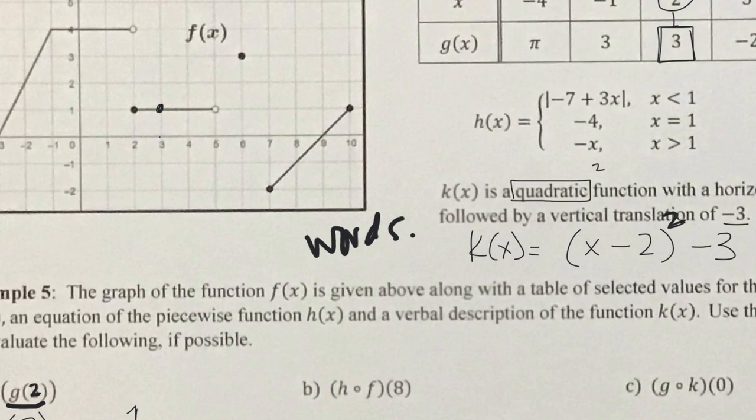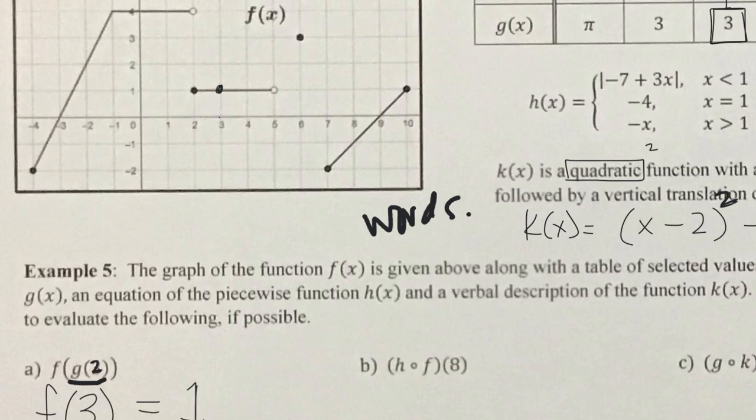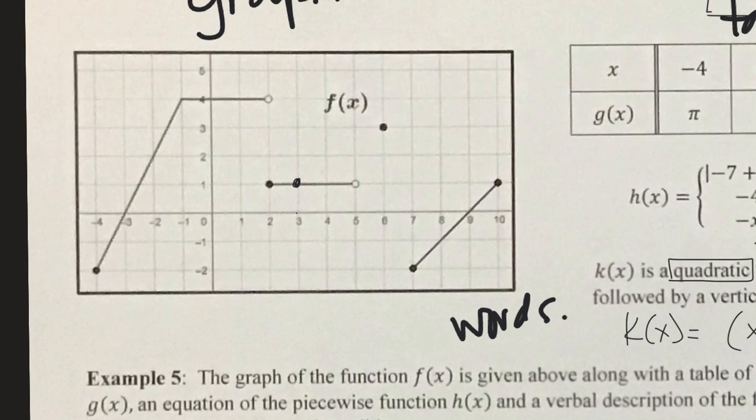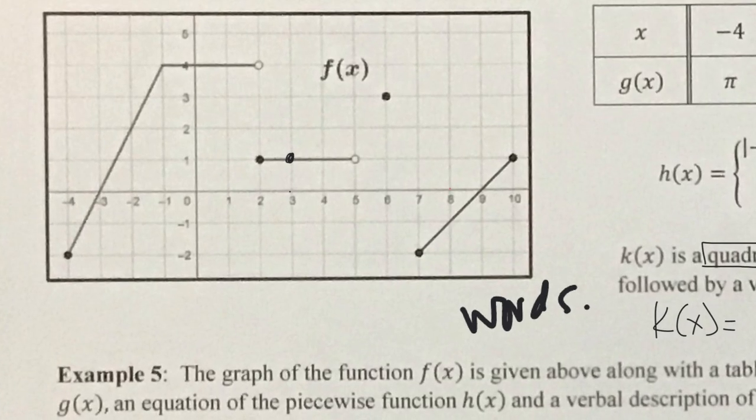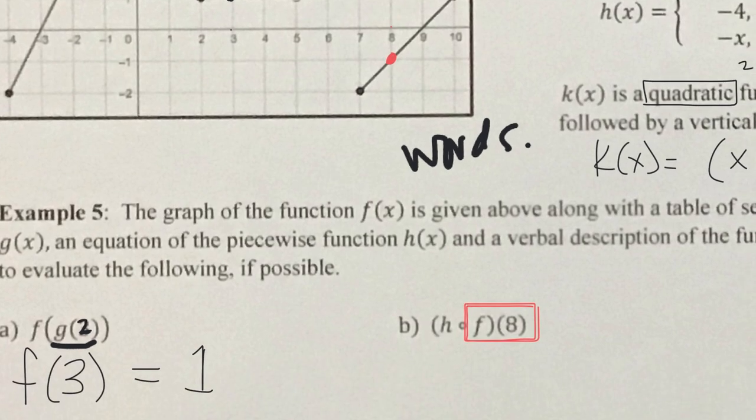Okay, h of f of 8. So first we do f of 8. So we go to our f graph. When x is 8, our y value is -1. So then what is h of -1? So let's go to our h.